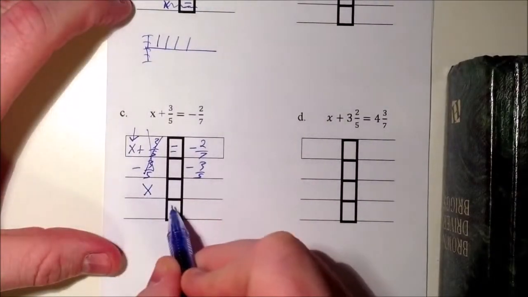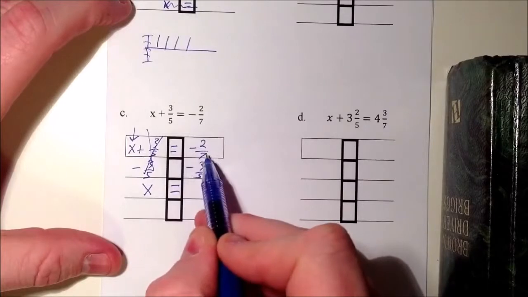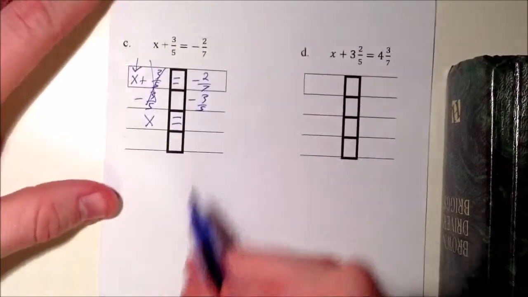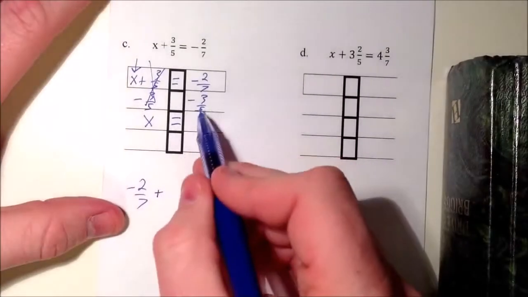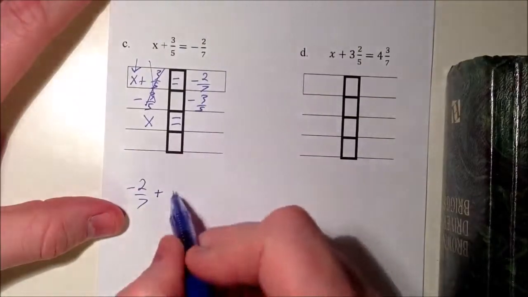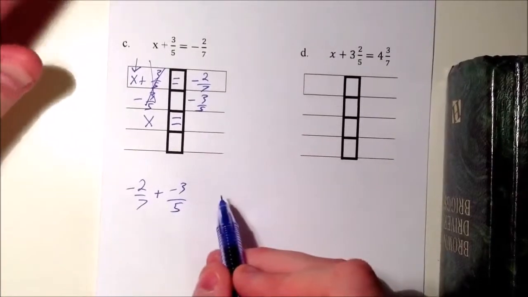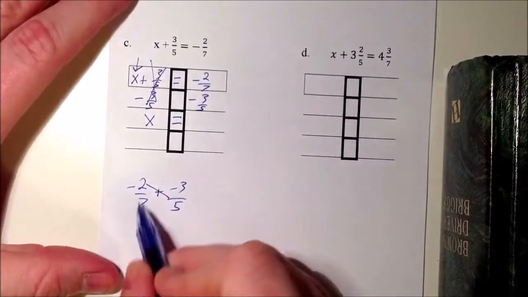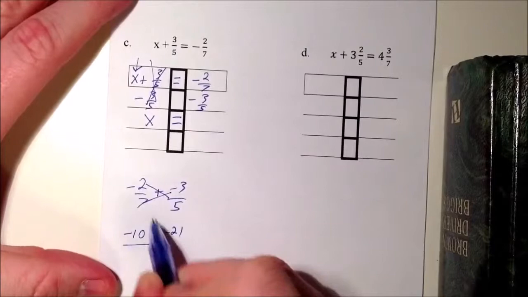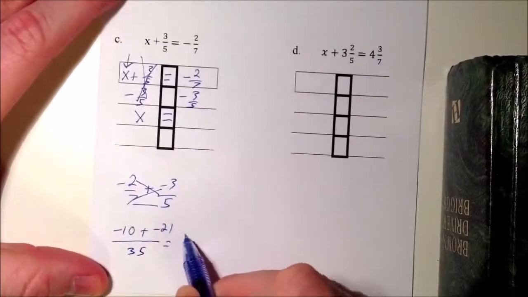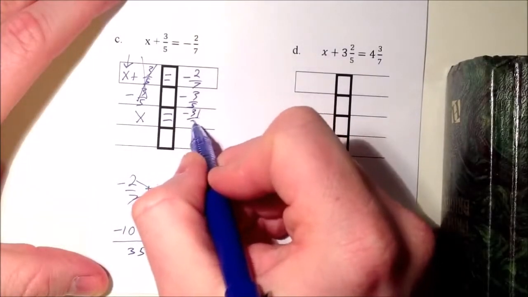So on this side, I'm left with just x equals, always in the middle. Now here, all of a sudden, I can't do that in my head. So come down here: negative 2/7, and what you can say is this is always addition, so you can say plus negative 3/5. Now here you can do common denominators or crisscross. So I can do crisscross. That's negative 2 times 5 is negative 10, plus 7 times negative 3 is negative 21, over 35. That equals negative 31 over 35, and that's my answer.